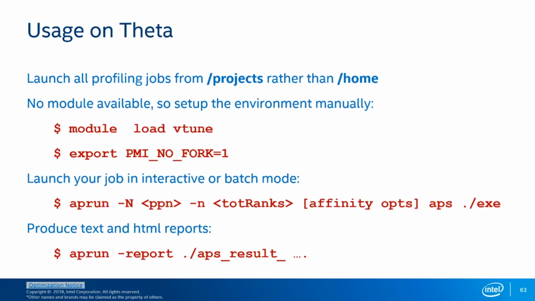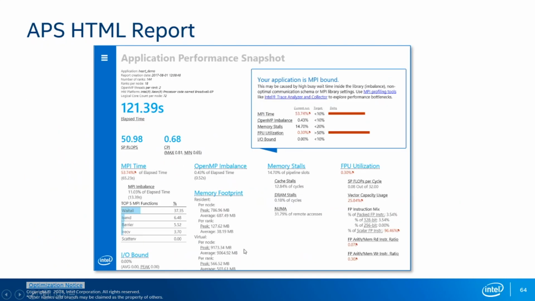So in order to do this on Theta, just module load VTune and export my node port. This is one of the variables that's set up in the example scripts that I provided for VTune and Advisor. And after that, just run your application as you would normally, with just prepending APS before the executable. And once it's done, you can run this report, and we get a view like this.